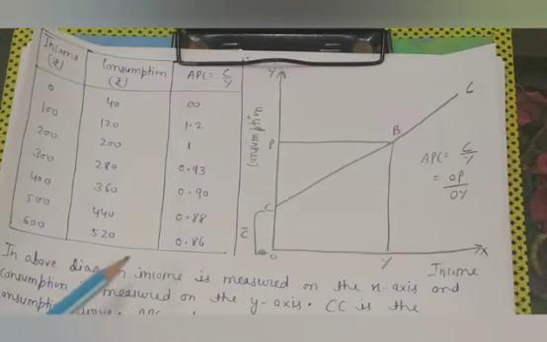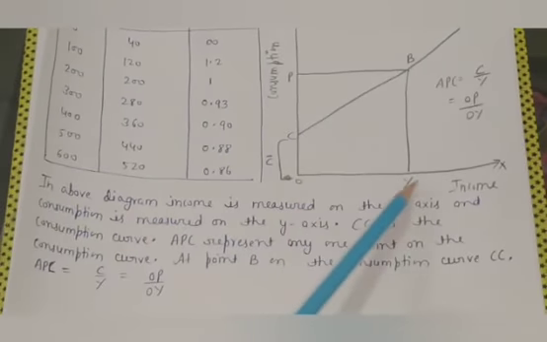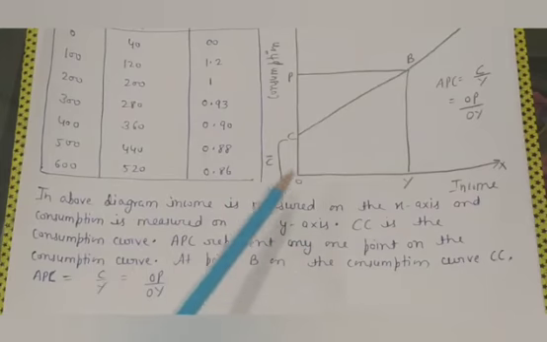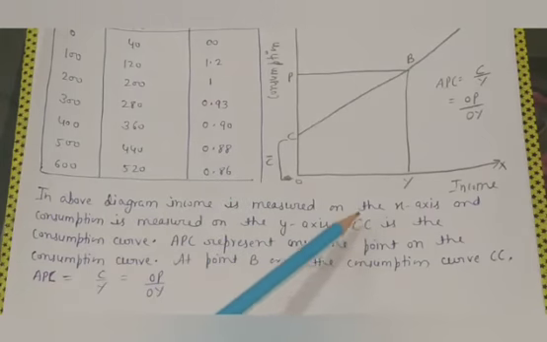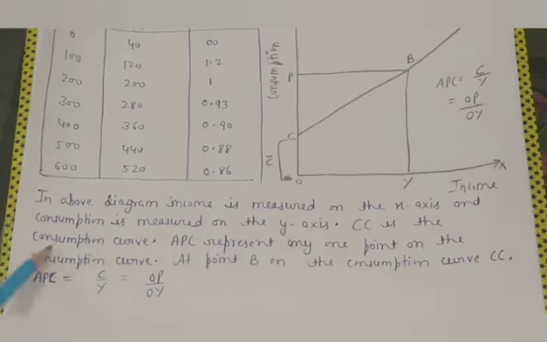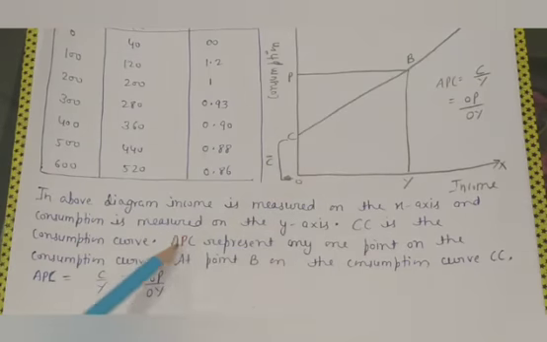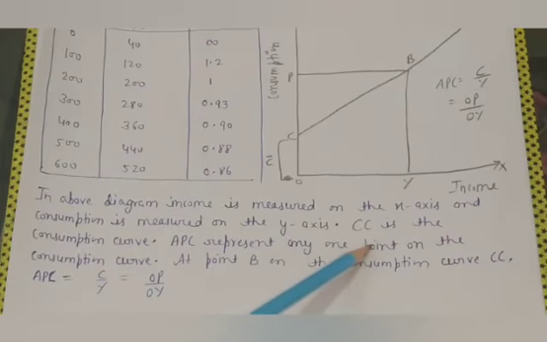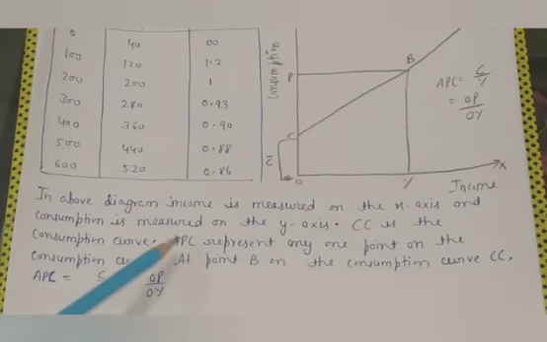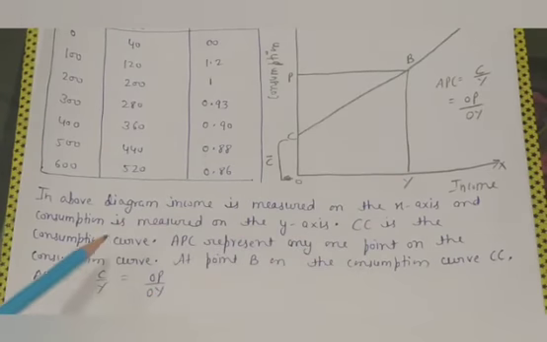In the above diagram, income is measured on the x-axis and consumption is measured on the y-axis. We know that CC is the consumption curve. APC represents any one point on the consumption curve. Suppose at point B on the consumption curve CC, APC is equal to C upon Y, meaning C divided by Y, which is equal to OP upon OY. I hope all of you have understood.